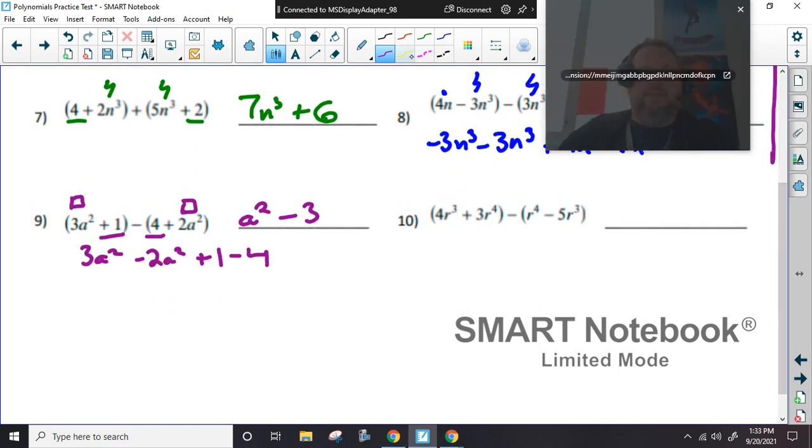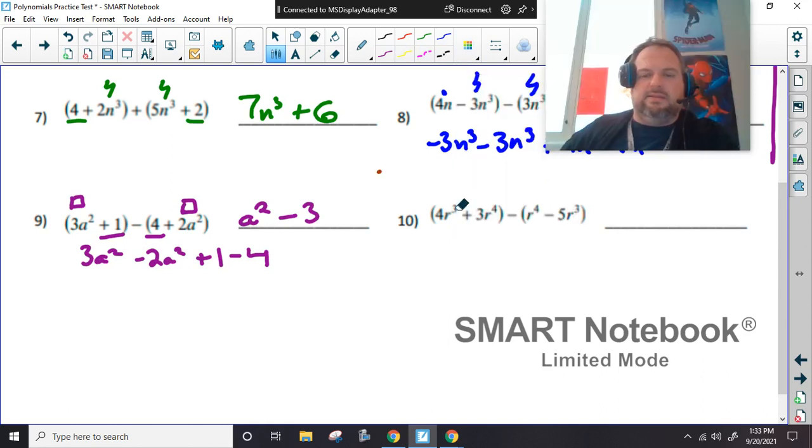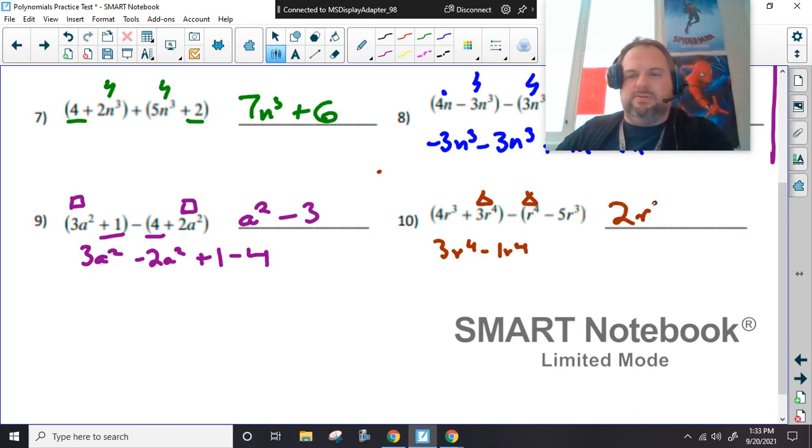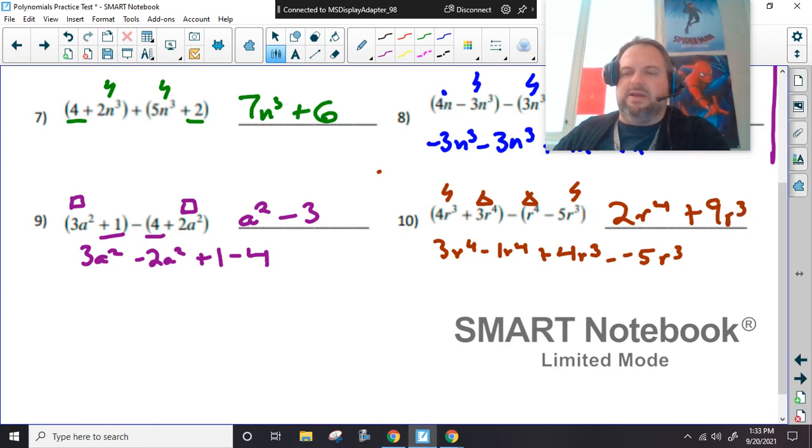All right. And then last, let's see, we got to the 4th. That's a triangle. So we have 3r to the 4th minus 1r to the 4th. Well, that's 2r to the 4th. Plus, so minus a negative becomes plus a positive. So this becomes 9r to the 3rd power.